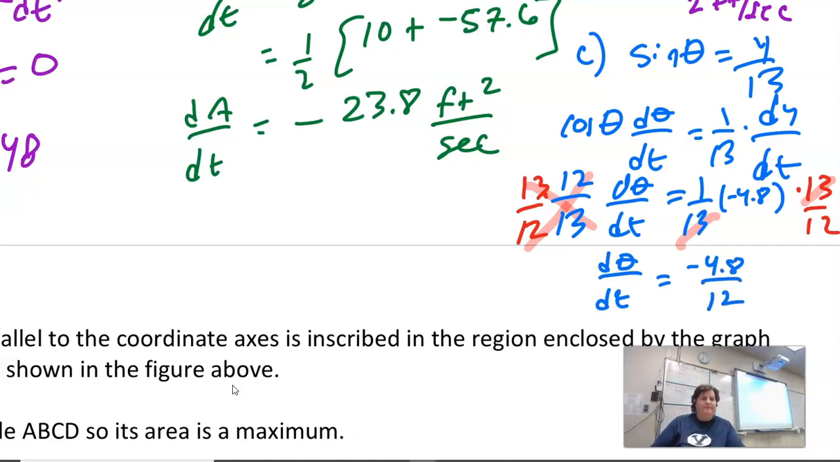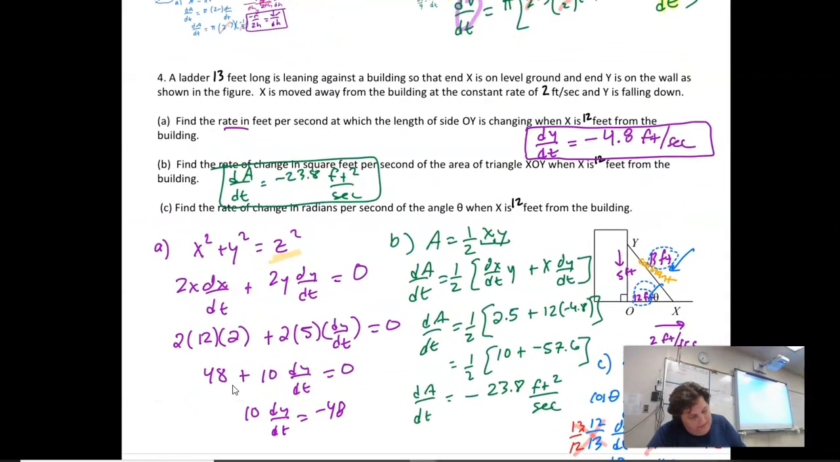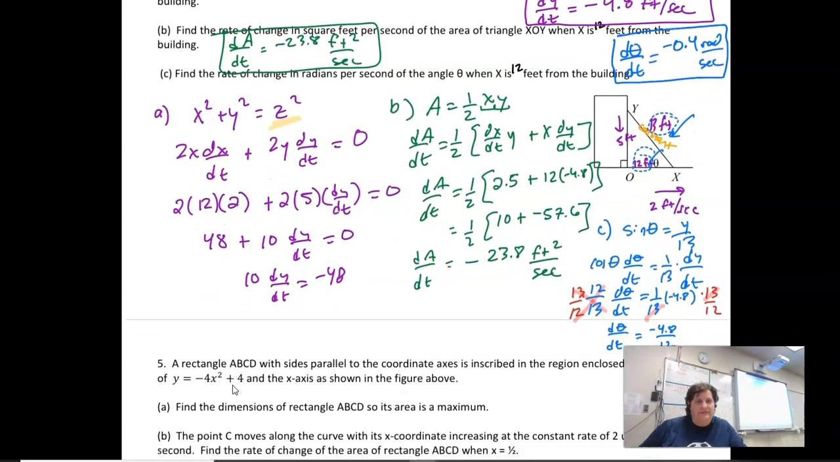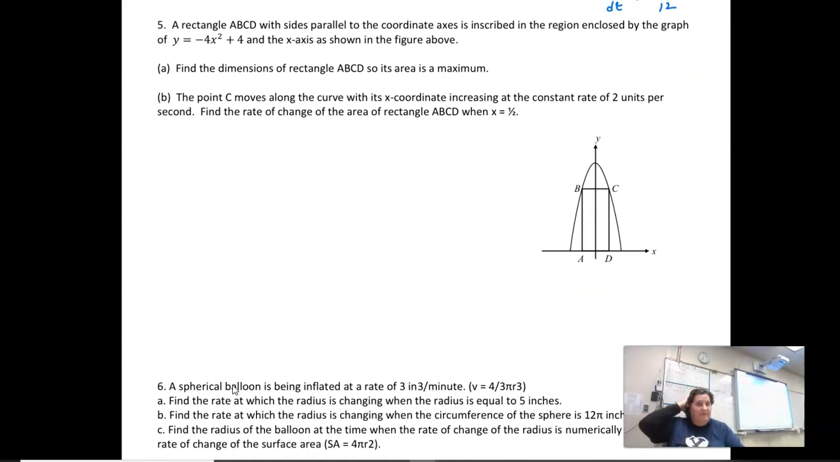negative 4.8 over 12. And for a response, you could leave your answer like that. If you're allowed to use a calculator, that's fine too. I know this divides evenly because 48 divides by 12. So I end up getting d theta dt is negative 0.4 radians per second. So that angle is also getting smaller as this ladder is falling down. All right. That one was not too bad. A pretty typical kind of triangle question there. Okay, let's look at number 5.